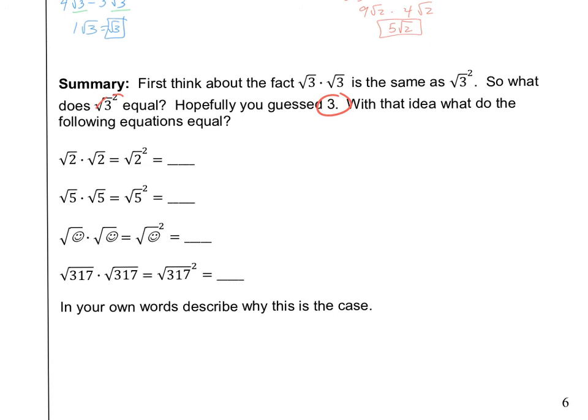So I want you to think through and solve these, and hopefully you'll see that there's a really simple thing to observe here, because I want you to understand how the square root and the square work. And then when you figure out all of these, I want you to, in your own words, describe why this is the case. This is the part that I really want you to focus on. Why does this work like that? And we did talk about it in the video, but go ahead and give it a shot.